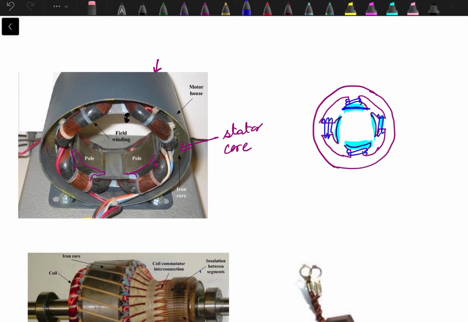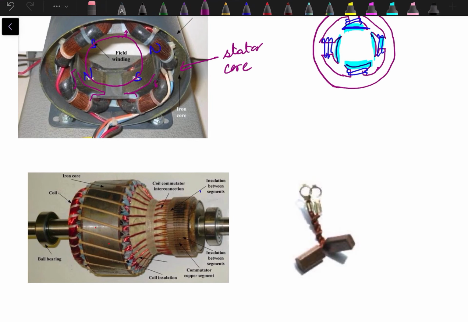So DC supply is given to this field winding, and these poles will become alternatively north pole, south pole, north pole, south pole. And inside this, which is a free space, a rotor is placed. And there is a minor air gap between the stator and rotor, and this is how the rotor looks like. In rotor, we have shaft over which different parts of the machine are placed. This is the rotor core.